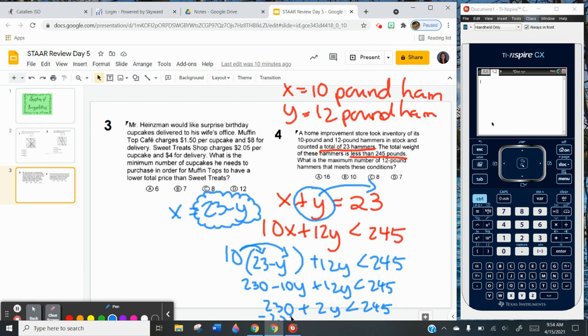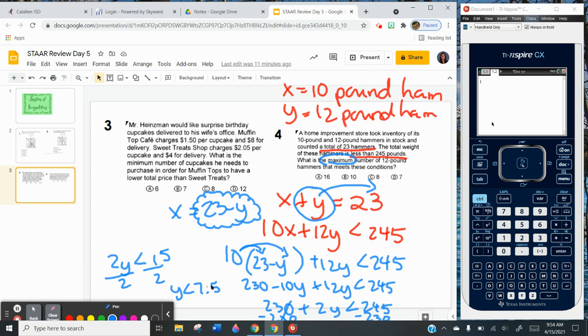Now we subtract 230 from both sides. So that's 2y is less than 15. And lastly, we divide by 2. So y is less than 7.5. So the maximum number, which means the most that you could buy, is 7.5.